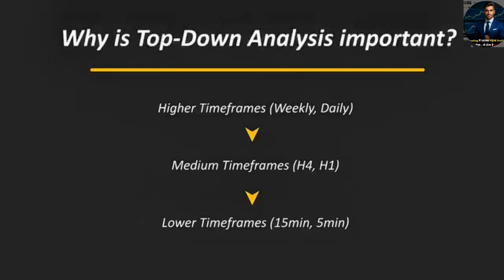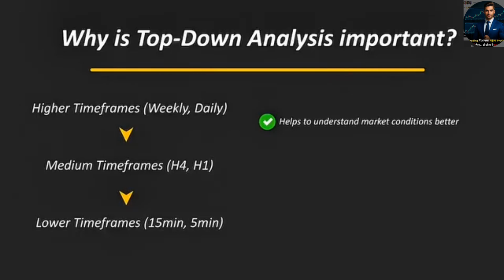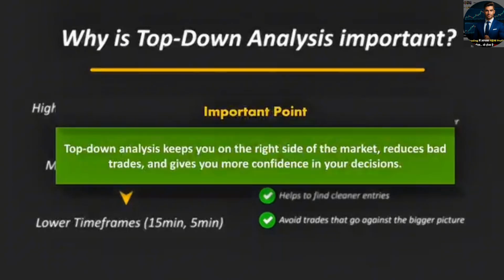Now, why is top-down analysis so important? Top-down analysis is important because it helps you understand the market conditions better before you take any trade. When you start from higher time frames, you can clearly see the overall trend, strong levels of market structure. Then, when you move down to lower time frames, you can find cleaner entries and avoid trades that go against the bigger picture. In short, it keeps you on the right side of the market, reduces bad trades, and gives you more confidence in your decisions.